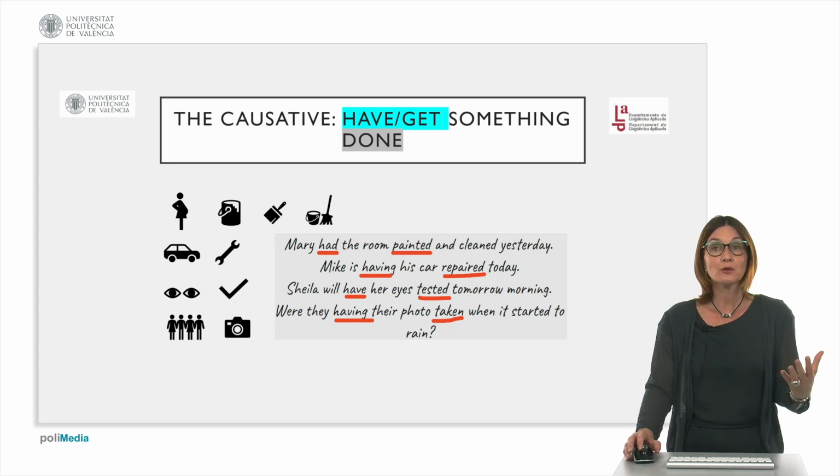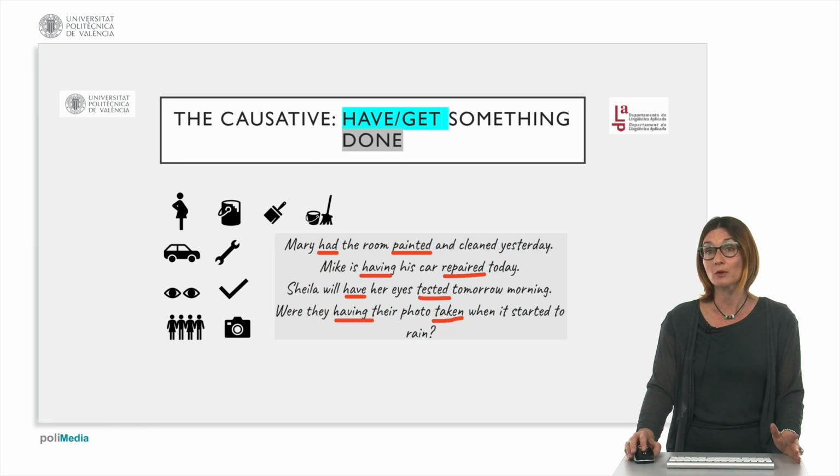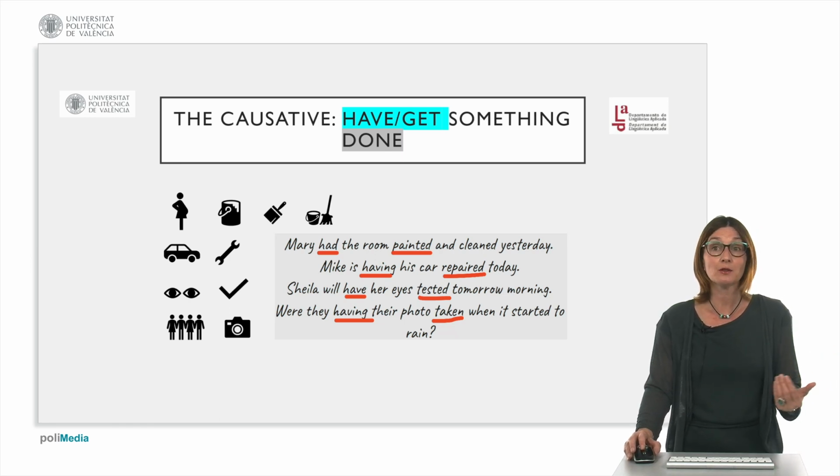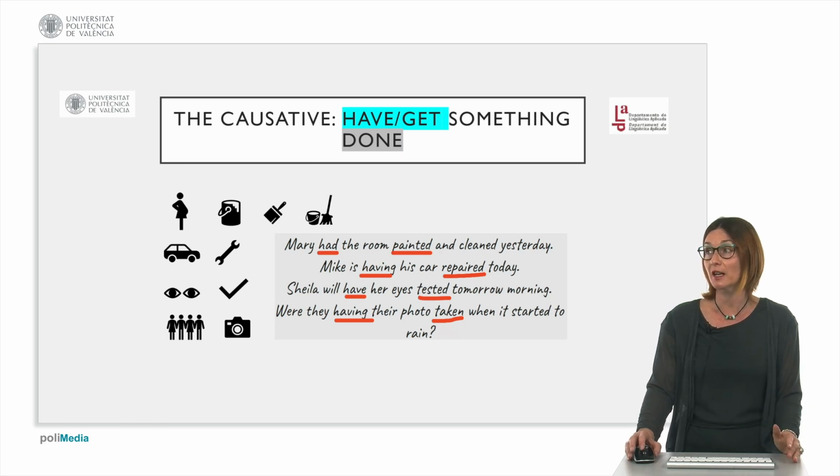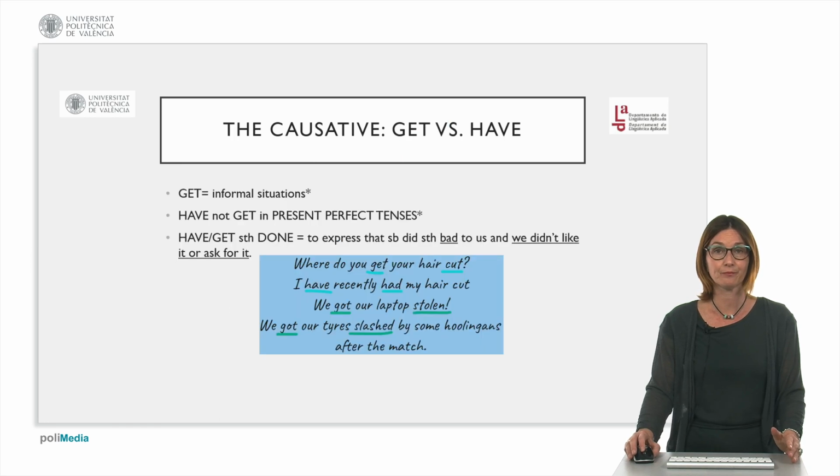Right, you can also use this structure in a future tense. Sheila will have her eyes tested tomorrow morning, okay? Or you can even use it in past tenses, for example, past continuous. So were they having their photo taken when it started to rain? So these are some examples of this causative structure, have, get, something done.